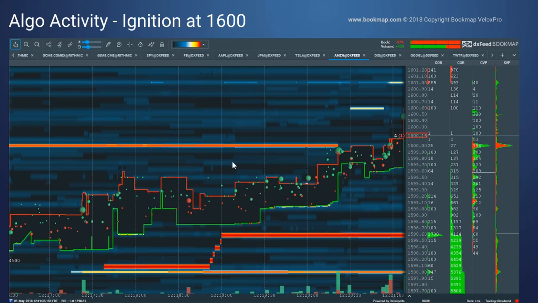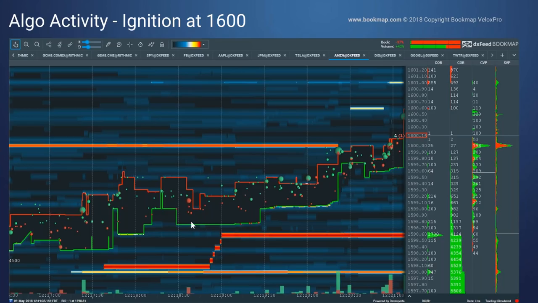What's going on? First off, I know this can look rather foreign to you, because we're looking at $1,600 a share here. This is the spread. Here's the best offer, this red line. Here's the best bid, the green line. The green dots are the buy transactions, the market buy orders. The red here is the market sell.